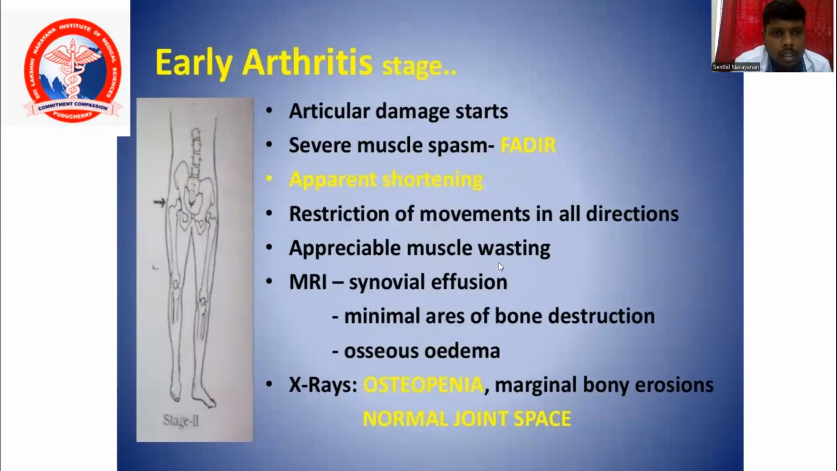In the early arthritis stage, articular damage starts. There will be severe muscle spasm, with flexion, adduction, and internal rotation. Apparent shortening will be present, with restriction of movements in all directions. Appreciable muscle wasting will be there, and MRI will show synovial effusion, minimal areas of bone destruction, and osseous edema. The X-ray shows osteopenia, marginal bone erosions, and normal joint space.